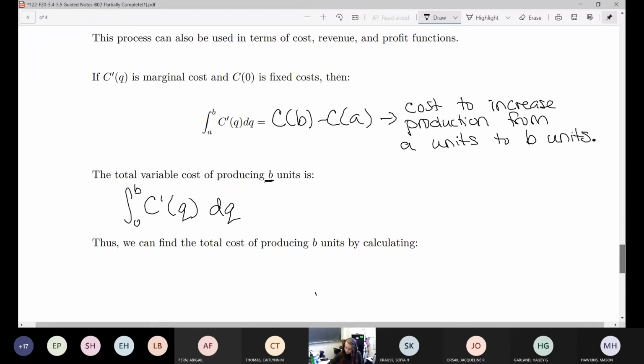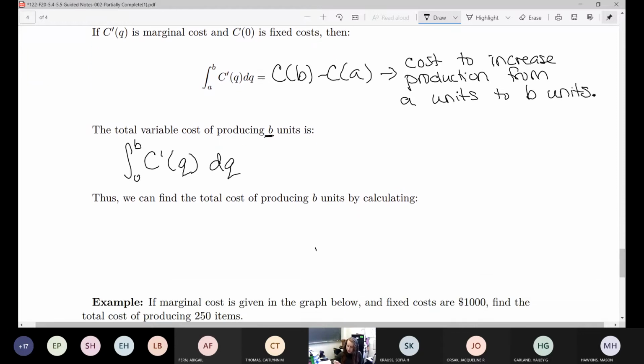So if we wanted to find the total cost of producing some amount of units, that would tell us that C of B, well, if you think way back to when we first talked about this, it was always fixed cost plus variable cost.